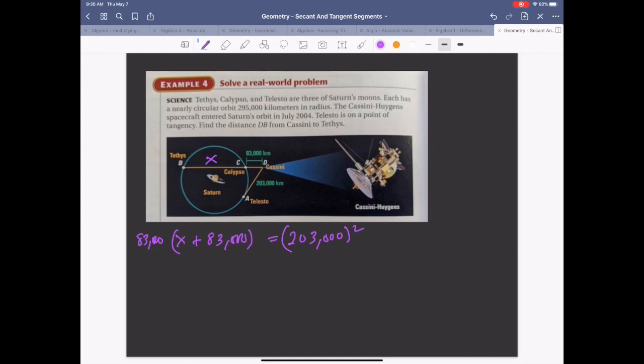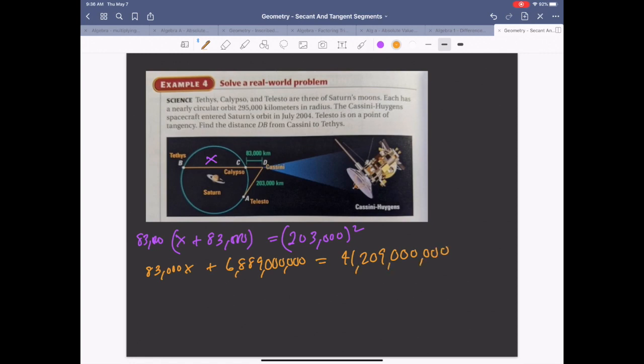Now notice these numbers are going to be gigantic, but that's totally fine. There's nothing wrong with working with large numbers. So I'm going to have 83,000x plus 83,000 times 83,000. So 83,000 times 83,000 is this gigantic number, 6,889 and then 6 zeros. Equals, now this is going to be even larger, 203,000 squared. Right, so 203 times 203 is 41,209, and then we're going to have 6 zeros.